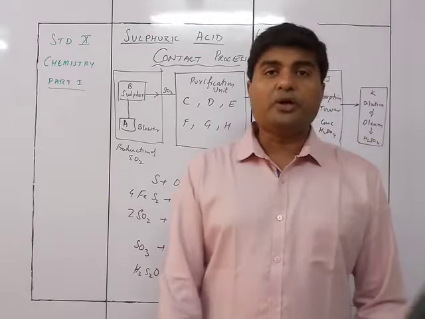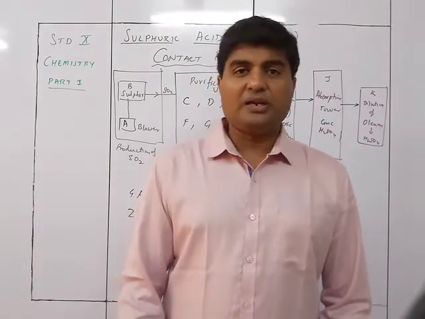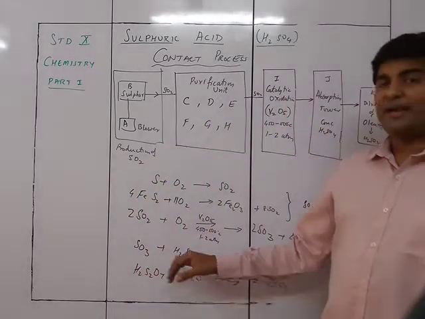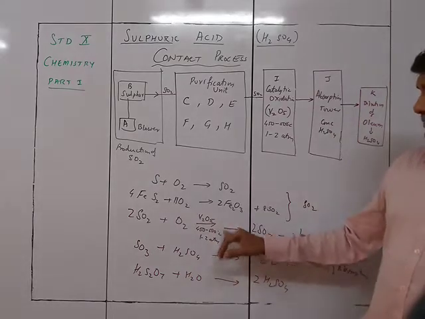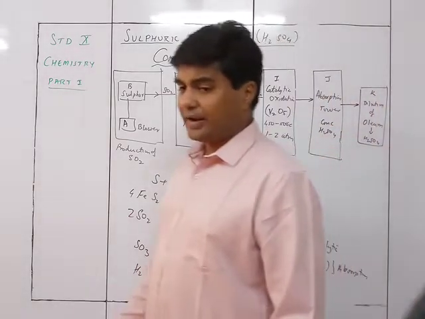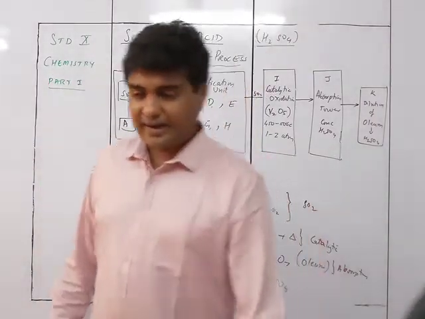So this was about the contact process of sulfuric acid, a very important part, especially the last parts: why we are not using water directly, why the temperature is this way, and why vanadium pentoxide is used. These are some important questions in the contact process. We continue with the other part of the chapter in the next video.